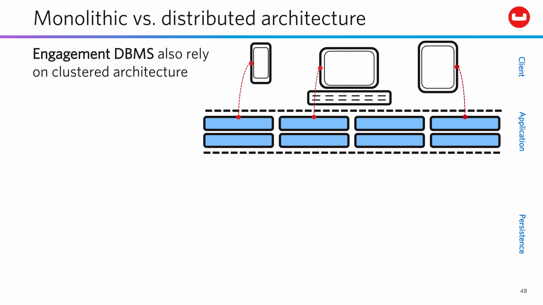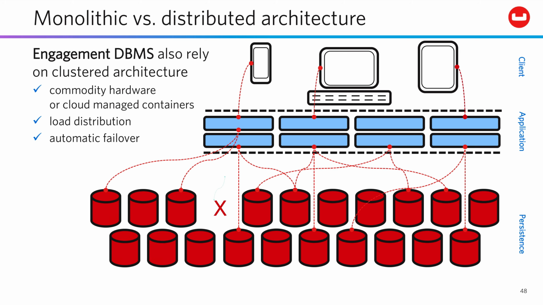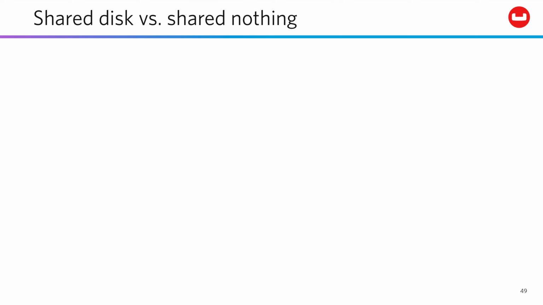Engagement database management systems rely on clustered architecture just like the application tier. They also feature racks of commodity hardware or managed containers, with load distribution and automatic failover. So if the scalability lesson has been learned in one tier, why wouldn't you apply it across the stack? The core difference comes down to shared disk versus shared nothing.